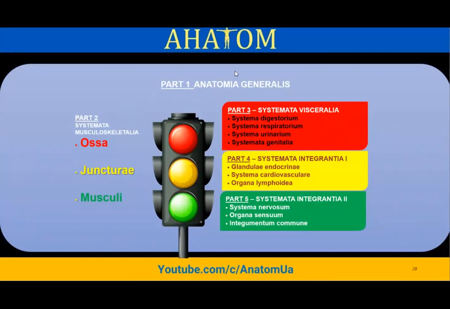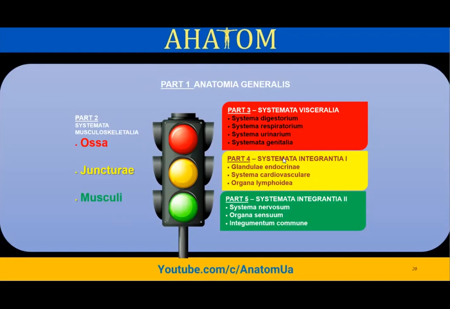Modern terminology very often uses five parts. The first part is general anatomy. The second part is the musculoskeletal system or apparatus: bone, joints, and muscle. Third, the visceral apparatus: digestive, respiratory, urinary, and genital systems.